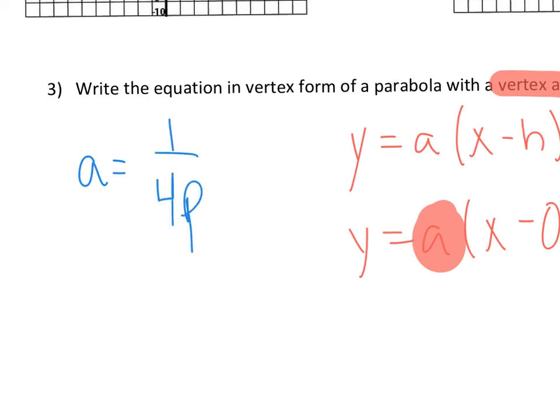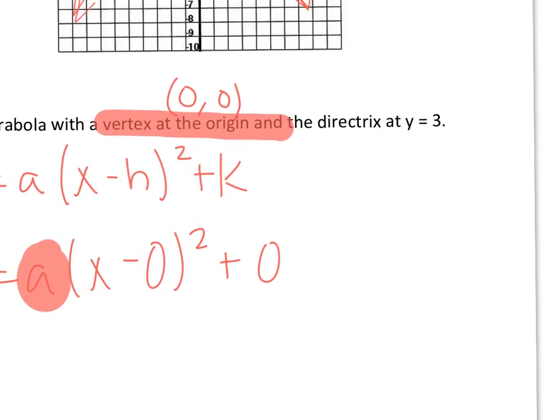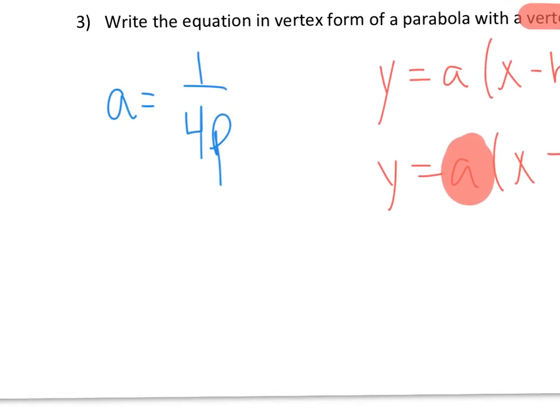So what is p? Remember, p is the distance between either your focus or your directrix and the vertex. So if we go over here and we know that the vertex is at the origin and the directrix is at y equals 3, you just look at this y and this y. What's the distance between them? 0, 0, and y equals 3. Well, if you figured that out, the distance is 3. So we know that the p-value is 3. So a equals 1 over 4 times 3, which means that a equals 1 over 12.